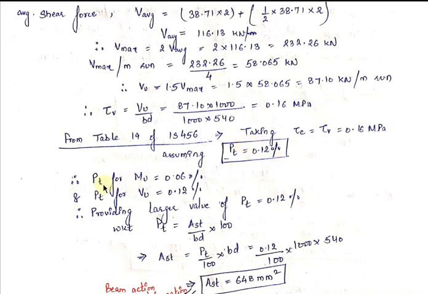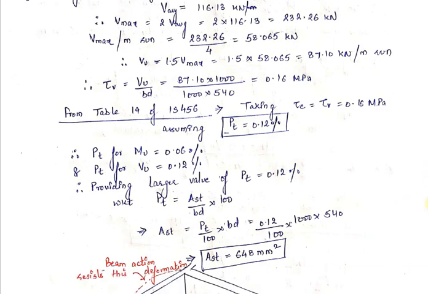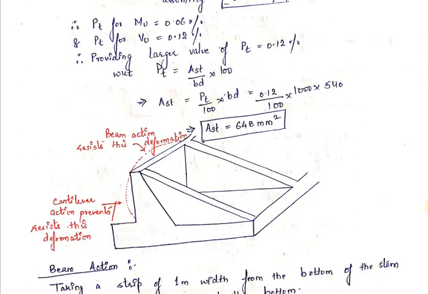Therefore, we will take the minimum reinforcement, that is 0.12 percentage. Now we calculated the percentage of reinforcement for MU as 0.06 percentage, but we require 0.12 percentage of steel to resist the shear force. Therefore, we will provide the maximum of these two values, and the maximum of these two values is 0.12 percentage. Using the formula PT equal to AST upon BD into 100, we will find out the value of AST, which will come out to be 648 mm square. So this is the amount of reinforcement which we will provide for the cantilever action.